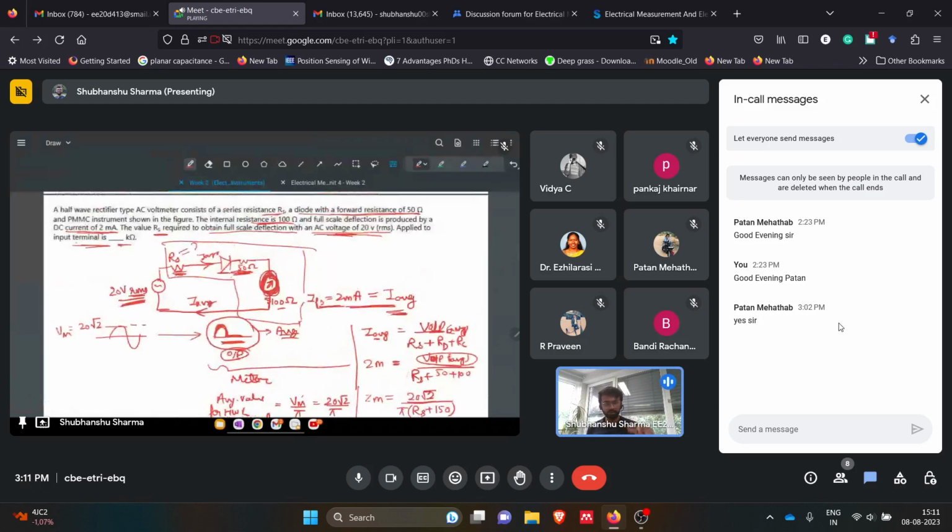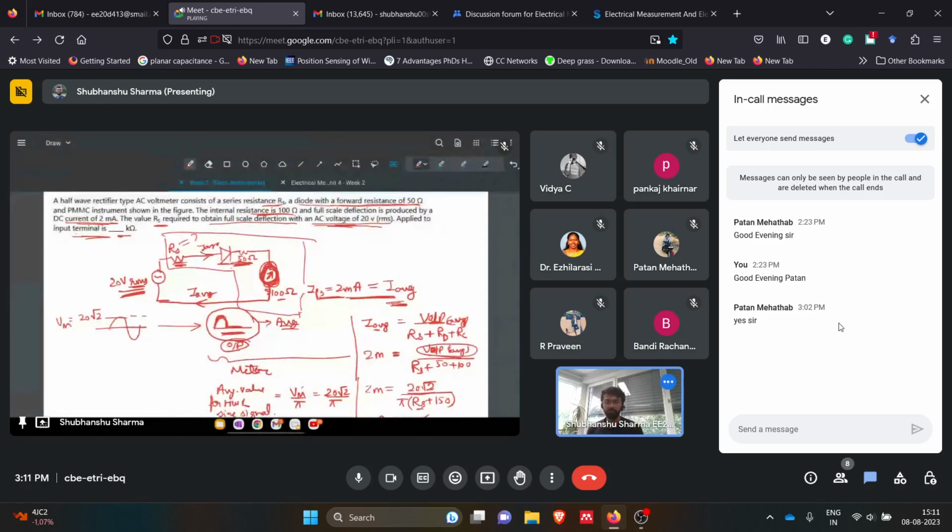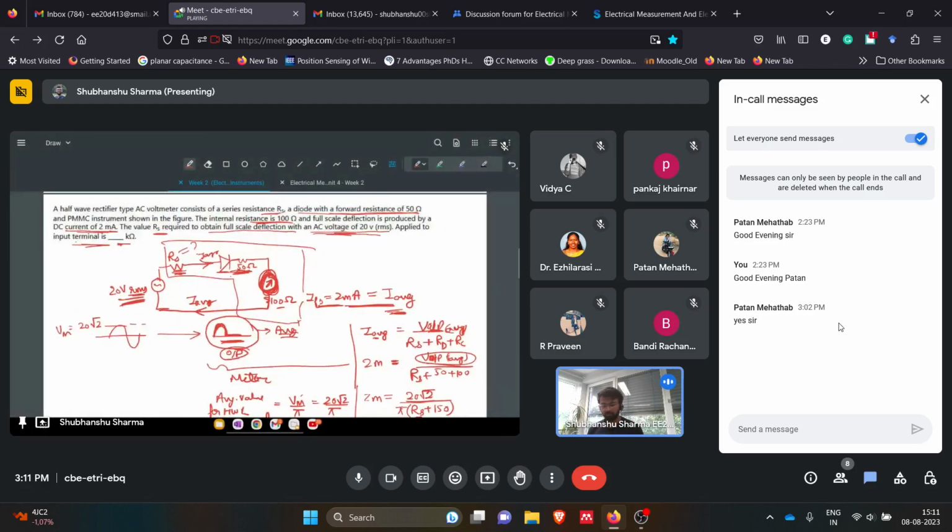So we will again go through this. First of all, let's read the question slowly. A half wave rectified type AC voltmeter. So this AC voltmeter is rectifying the signal, it is a half wave rectified signal, and it consists of a series resistance RS. Why did they introduce this RS? Because they had to increase the range of this voltmeter. So till now this is fine. We have a half wave rectifier AC voltmeter consisting of series resistance RS.